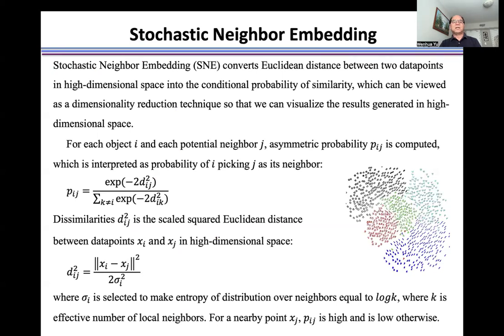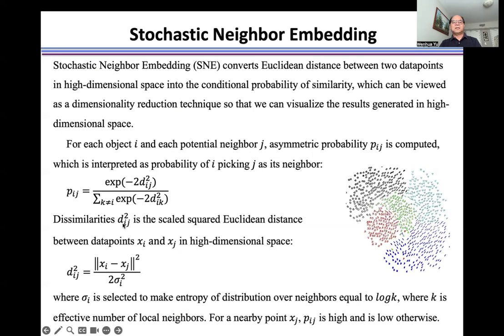For each object i and each potential neighbor j, its metric probability Pij is computed, which is interpreted as the probability of i picking j as its neighbor.